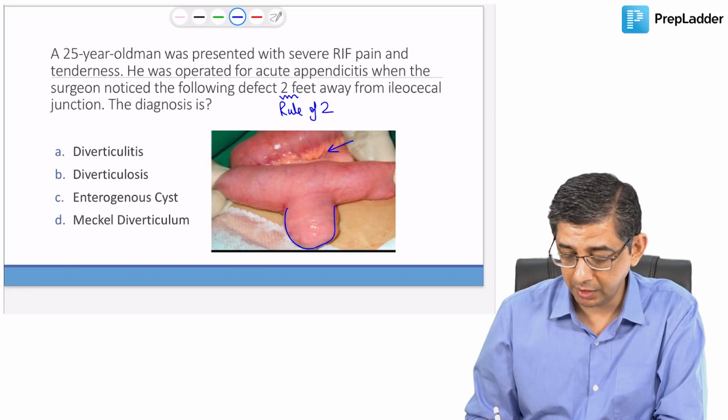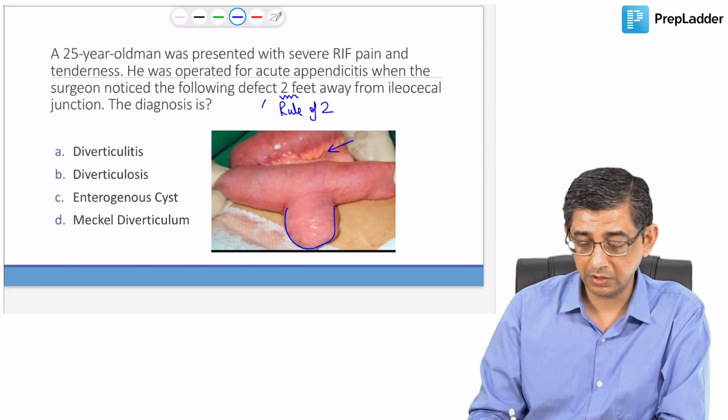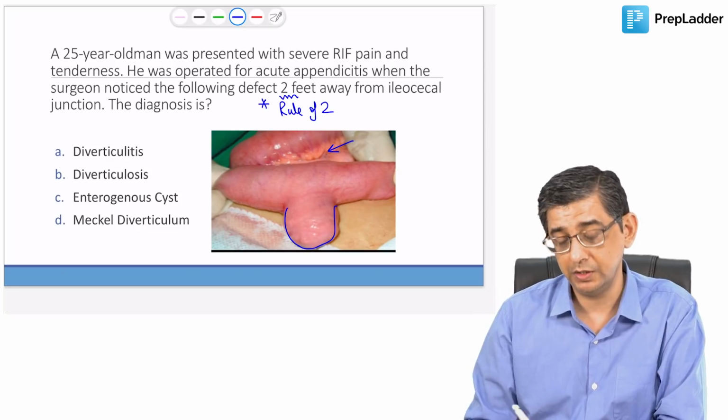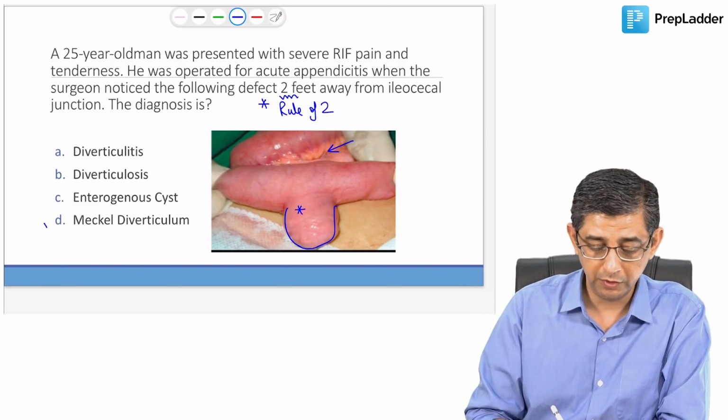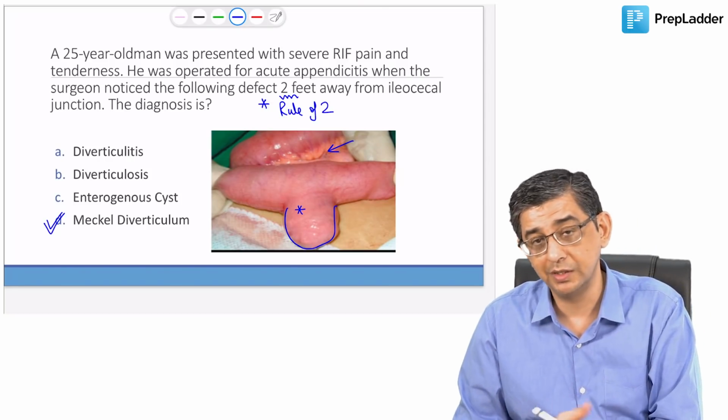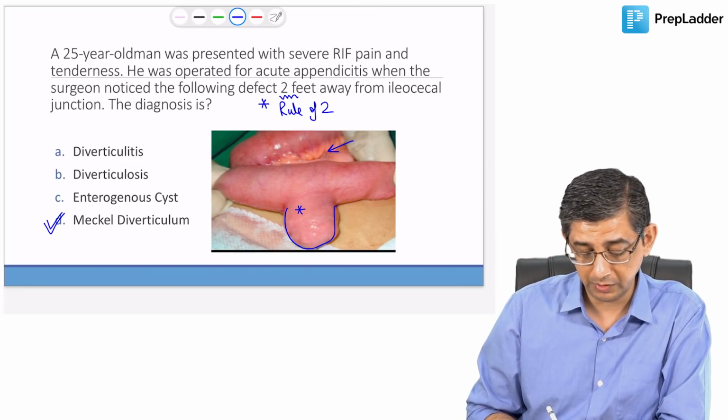on the anti-mesenteric border. So there are 2 points provided in the question. One is going to be 2 feet away from ileocecal junction. Second is anti-mesenteric border, which will narrow down the diagnosis of this question as Meckel's diverticulum. The answer to this question is option number D.